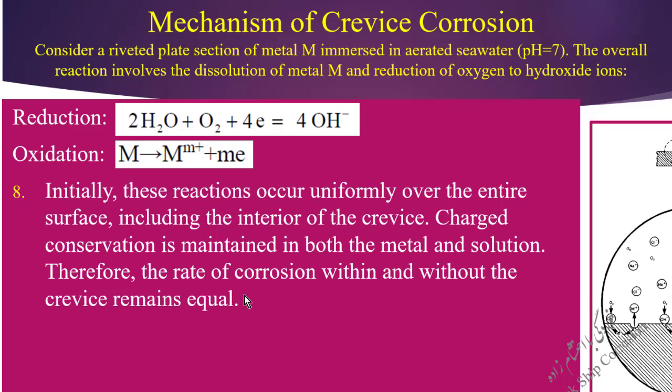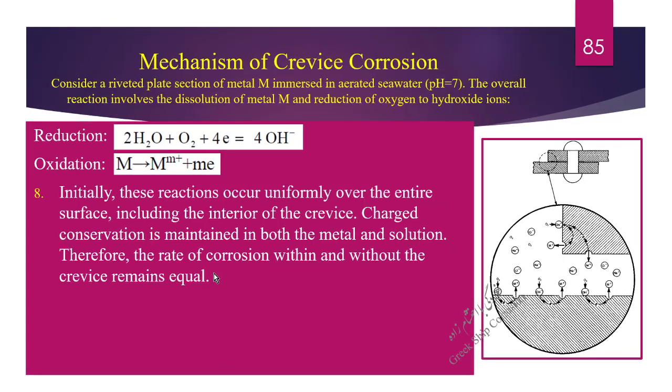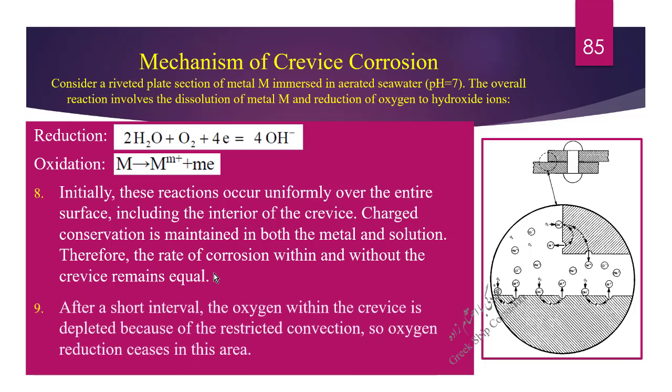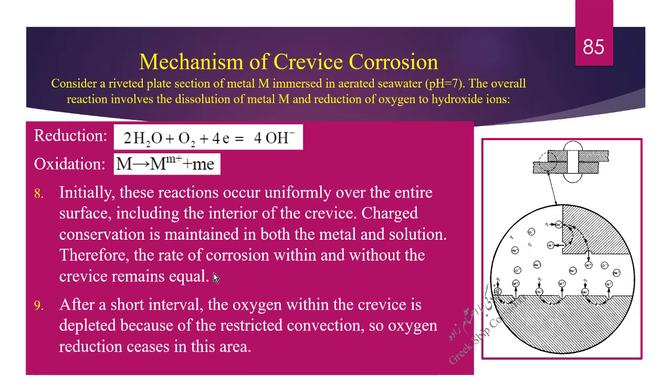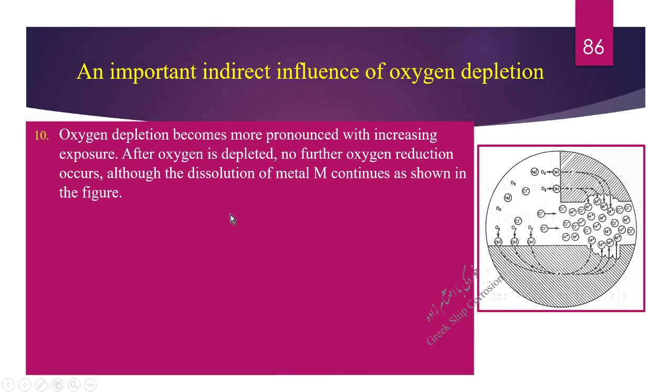8. Initially, these reactions occur uniformly over the entire surface, including the interior of the crevice. Charge conservation is maintained in both the metal and solution. Therefore, the rate of corrosion within and without the crevice remains equal. 9. After a short interval, the oxygen within the crevice is depleted because of the restricted convection, so oxygen reduction ceases in this area, an important indirect influence of oxygen depletion.